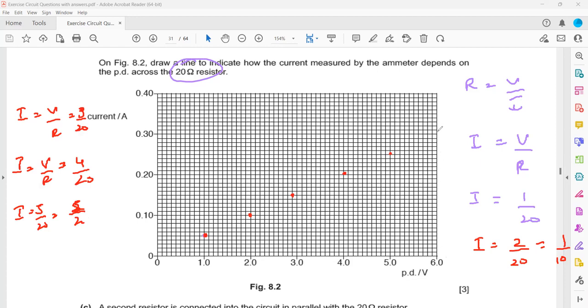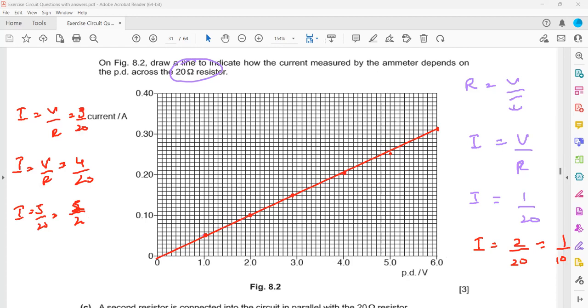And when it is 6, it will be 0.3. So we'll have a straight line which is passing through origin. Even I can do this for one value only. I was just doing it for multiple values to explain you the idea.